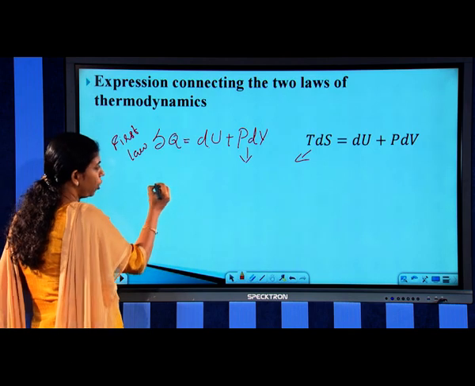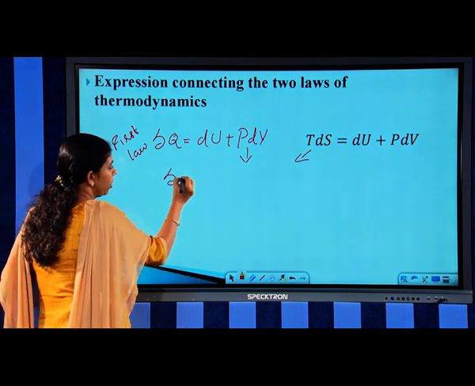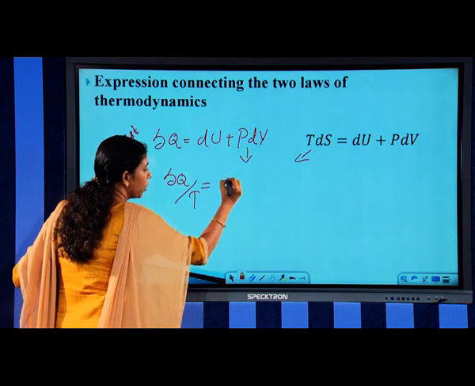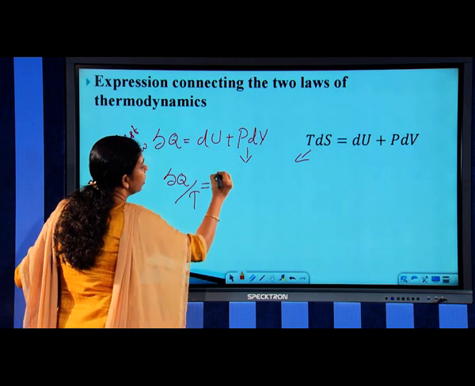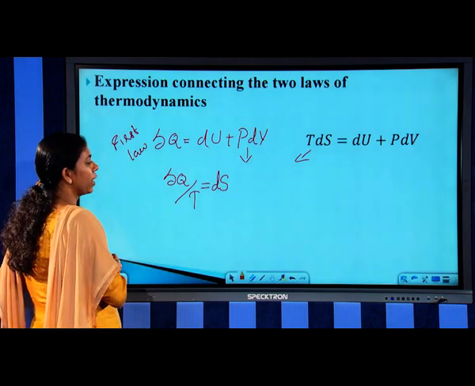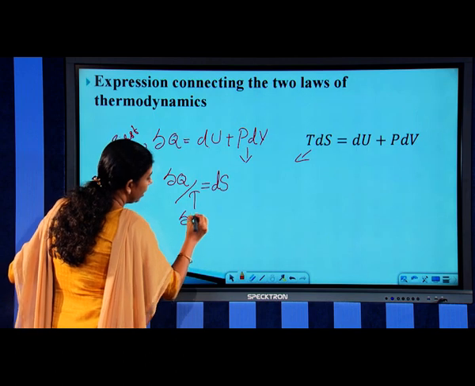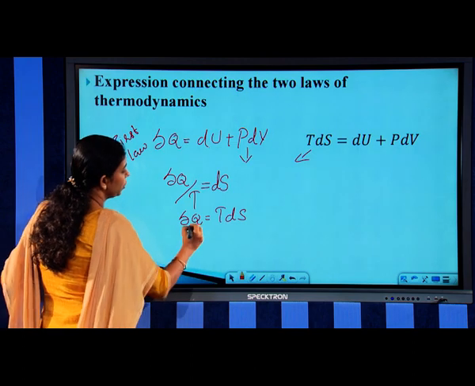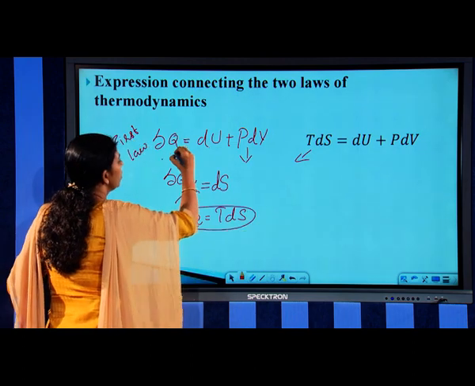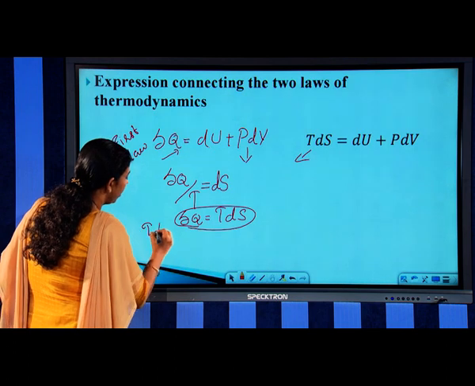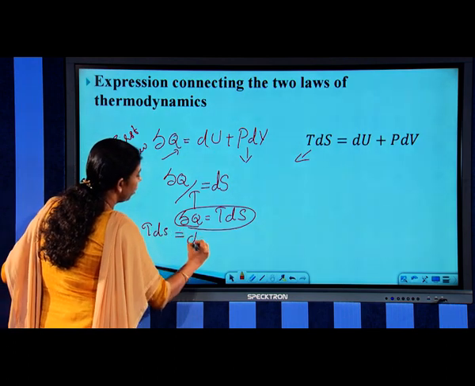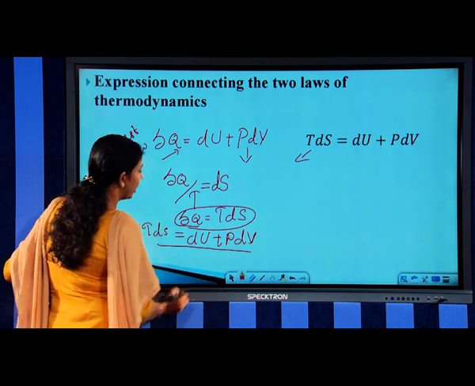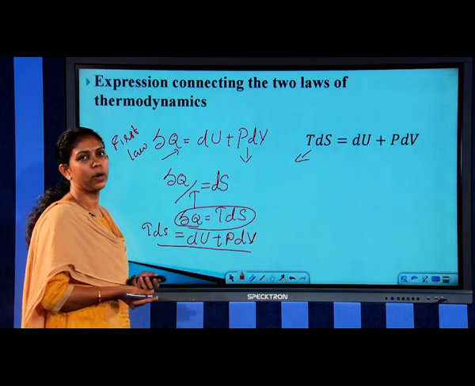And from the second law of thermodynamics, we get the entropy change of a system as delta Q by T, given as dS. Then delta Q is equal to T dS. Substituting this equation in the first equation, we get T dS is equal to dU plus p dV. This equation connects the two laws of thermodynamics.